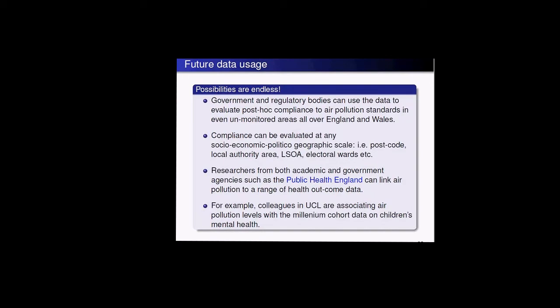And researchers from both academic and government agencies, such as Public Health England, can link air pollution to a range of health outcome data. And for example, colleagues in UCL are associating air pollution levels with the Millennium Cohort data on children's mental health.